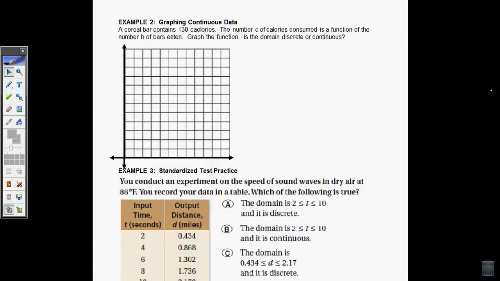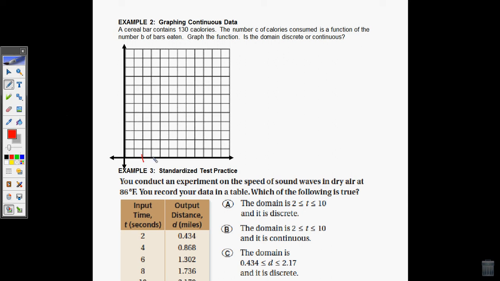Now let's take a look at this one. A cereal bar contains 130 calories. The number C of calories consumed is a function of the number of bars eaten. Graph the function. Is the domain discrete or continuous? Well, this actually should be a little bit easier to graph.